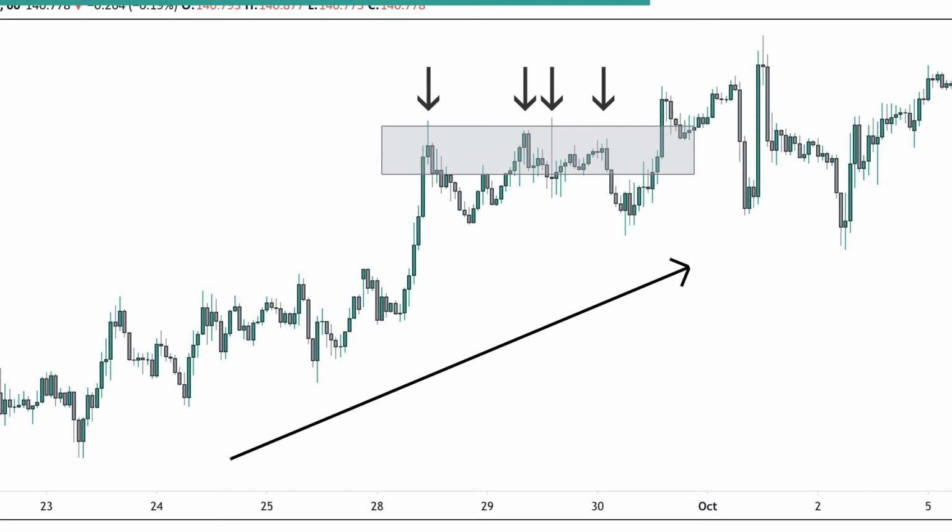It means that we want to see a level that has been respected multiple times, and we don't want the market quickly trading through the level and then falling back again to this level.